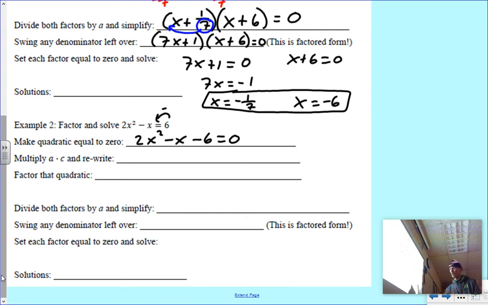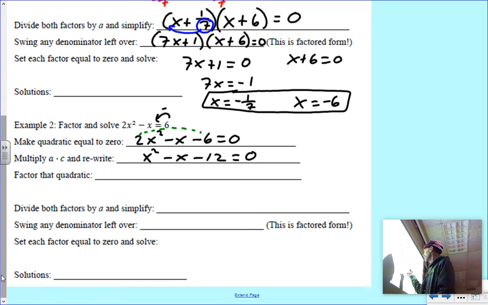Now again, check for a GCF. I can't divide all of them by 2 evenly, so there's no GCF, so I got to do my process. If you want to try to pause the video and go through the process by yourself real quick, I encourage you to do that. But I'm going to keep on going through here. So first thing you do, multiply a times c. So 2 times -6 is -12. So it's x squared minus x minus 12 equals 0.